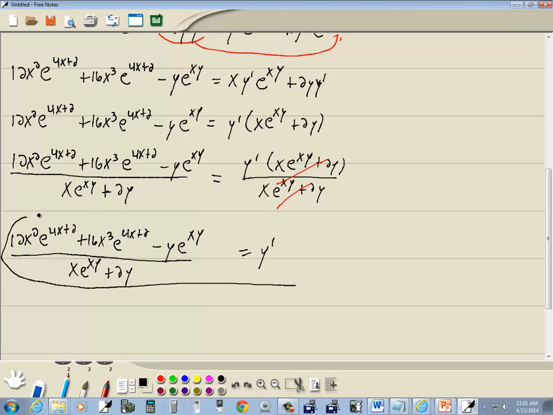And that's our answer. Now I could get rid of one of these e to the powers, but I can't get rid of both of them. So I might as well just leave the answer in that form.